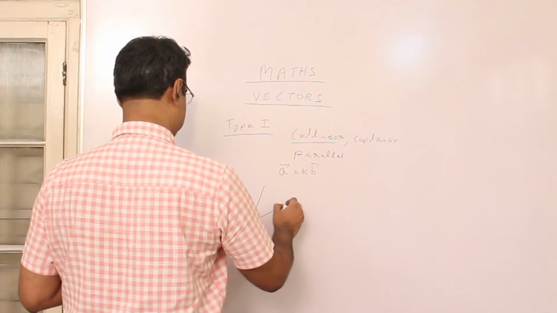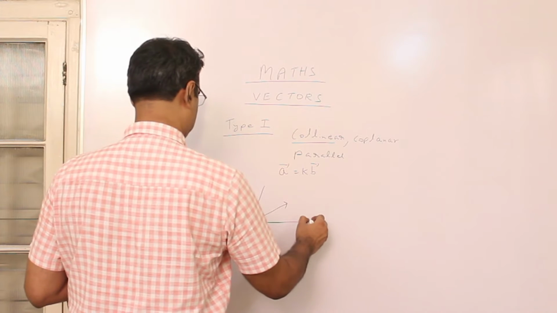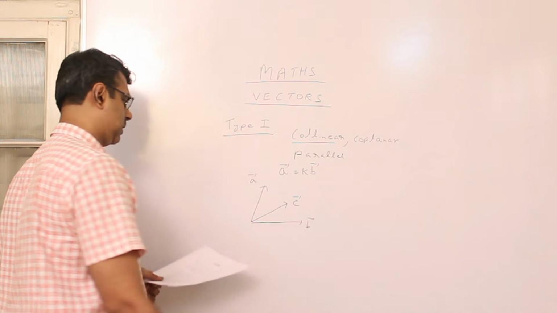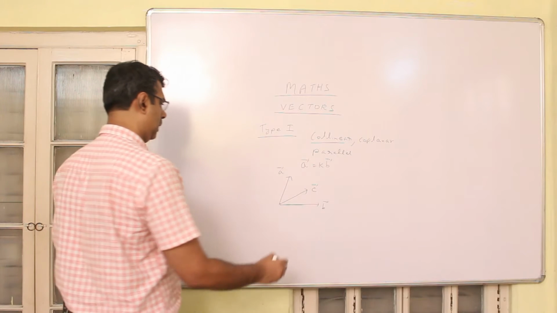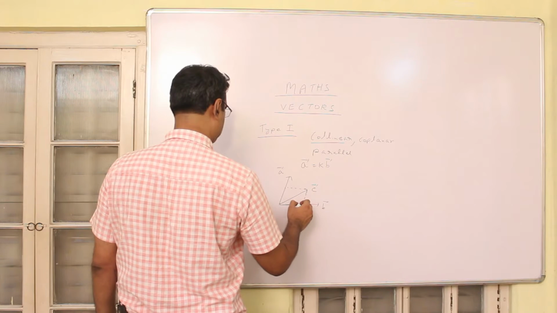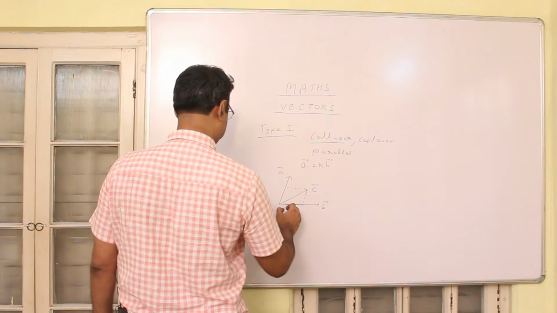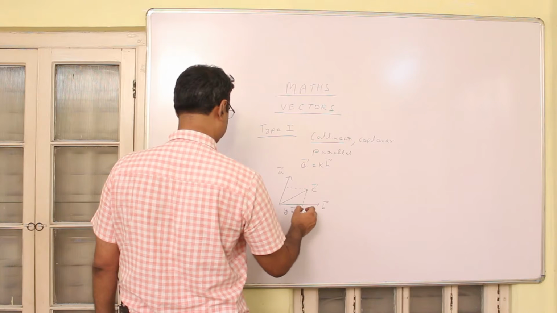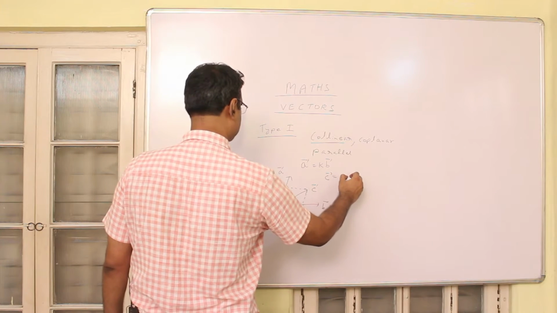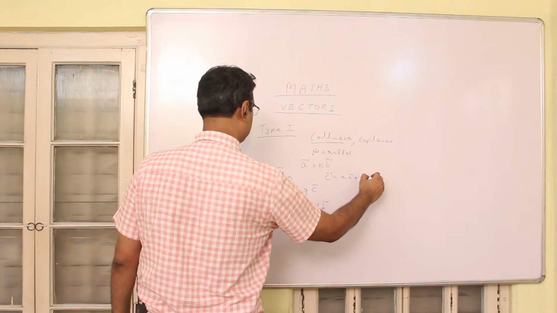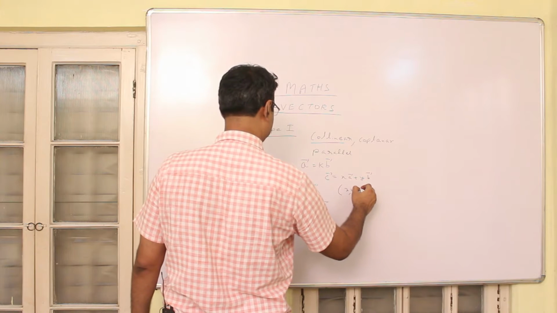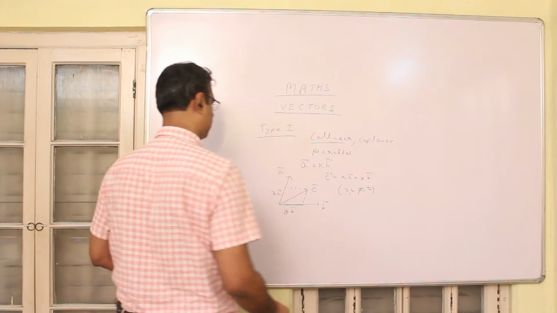So let us say you have A, B and a third vector C which is in the same plane as A and B. So if you draw a line parallel to B and if you draw a line parallel to A, then automatically this will become multiple of B and this will become multiple of A. So vector C will be equal to x into vector A plus y into vector B. Remember that x and y both should be non-zero.